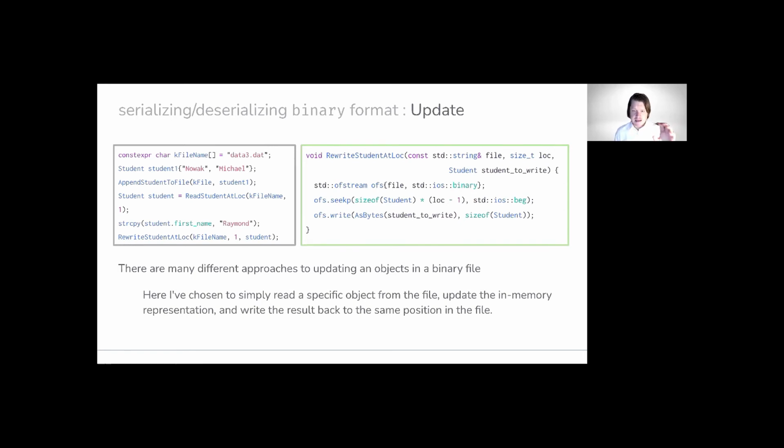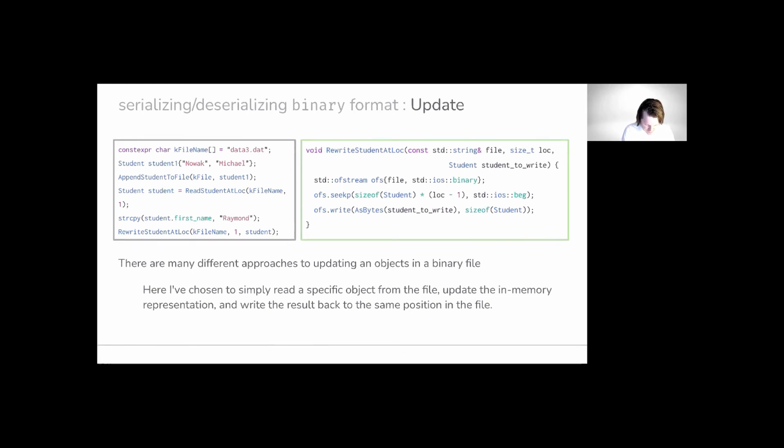So first, there are many different approaches to updating objects in a binary file. Here I've simply chosen to take a specific object and write it to some location in the binary file. So I create a student, it's myself. I do something with that student, I append it to the file. I go ahead and read that student. So this is kind of just the illusion that we had some initial data. We put it into the file. Now we're going to read it back.